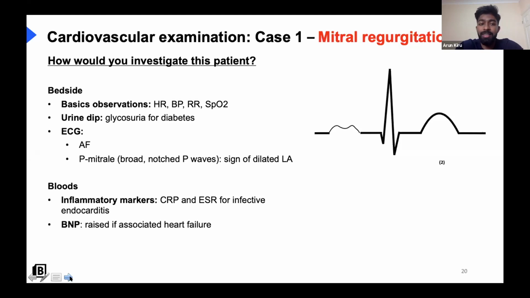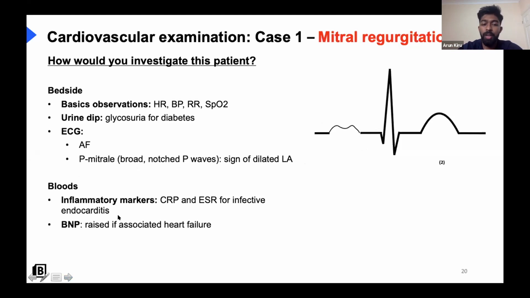I then like to do an ECG where I could see atrial fibrillation, which we've talked about, absent P waves, or P mitrale, which we talked about in the MCQ, which is these broad notched P waves you can see here. So you can see this double peaking of the P wave before your QRS complex. And like we said, that is a sign of a dilated left atrium, where because of chronic left atrial filling, you get remodeling and then electrical problems. So that's our bedside test.